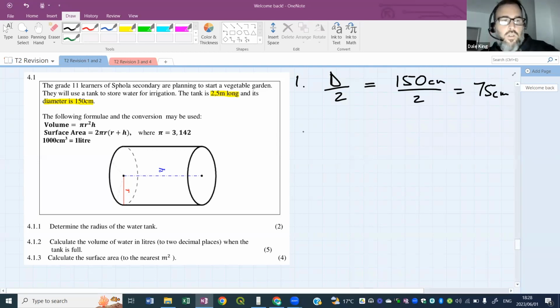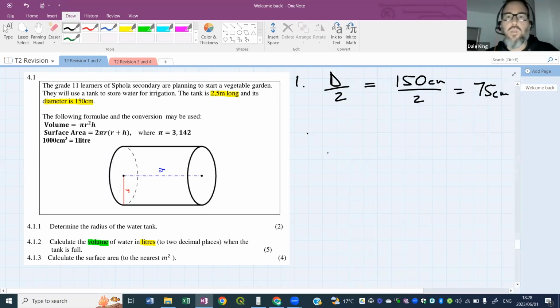All right. Question 2. Here we go. Calculate the volume of the tank. Calculate the volume of water in liters. Oh, they want it in liters. Look at that. Liters. And you need to give it to 2 decimal places. We know we always do 2 decimal places. When it's full, so we've got a full tank, what is its volume in liters?